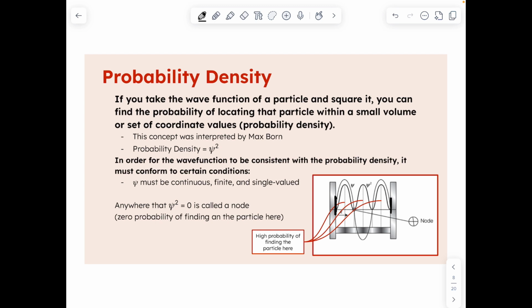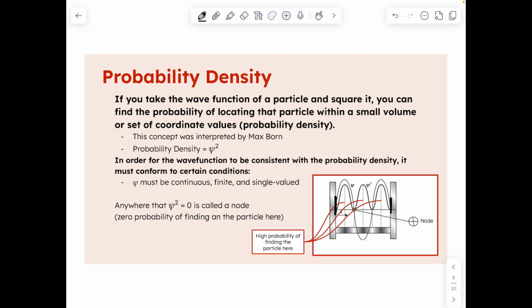And as long as it meets all of those criteria in between those two endpoints, you're good to go. Another thing of note, anywhere that the probability density is equal to 0 is going to be referred to as a node. That's basically just a space or a region where there is absolutely 0 probability of ever finding that particle in that region.